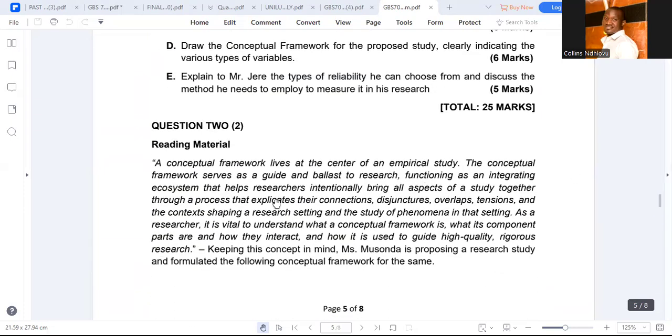Okay, so conceptual framework lies at the center of an empirical study. The conceptual framework serves as a guide and a ballast to research, functioning as an integrating ecosystem that helps researchers intentionally bring all aspects of the study together through a process that explicates their connections, conjunctions, overlaps, tensions, and connects, shaping a research setting and study of phenomenon in that setting. As a researcher, it is vital to understand the conceptual framework, its component parts and how they interact, and how it's used as a guide for high quality rigorous research.